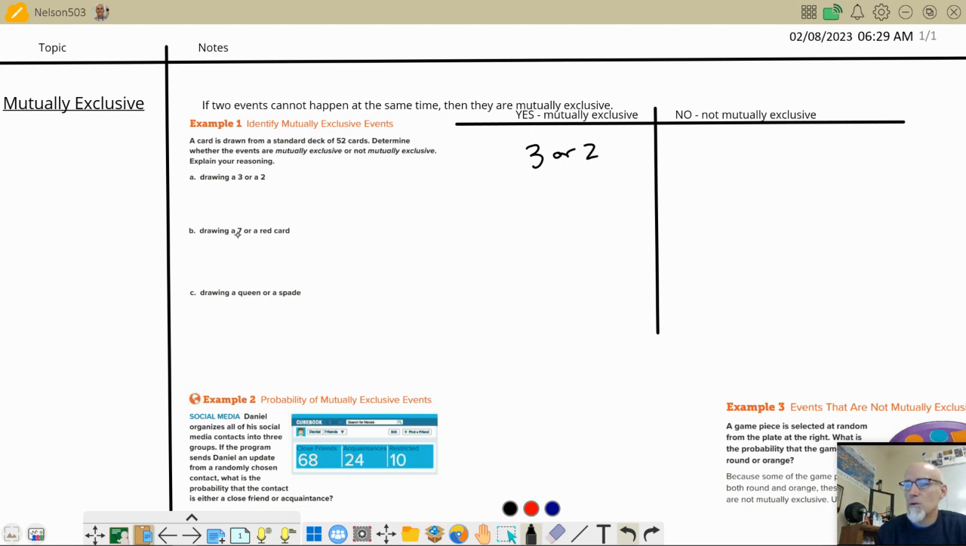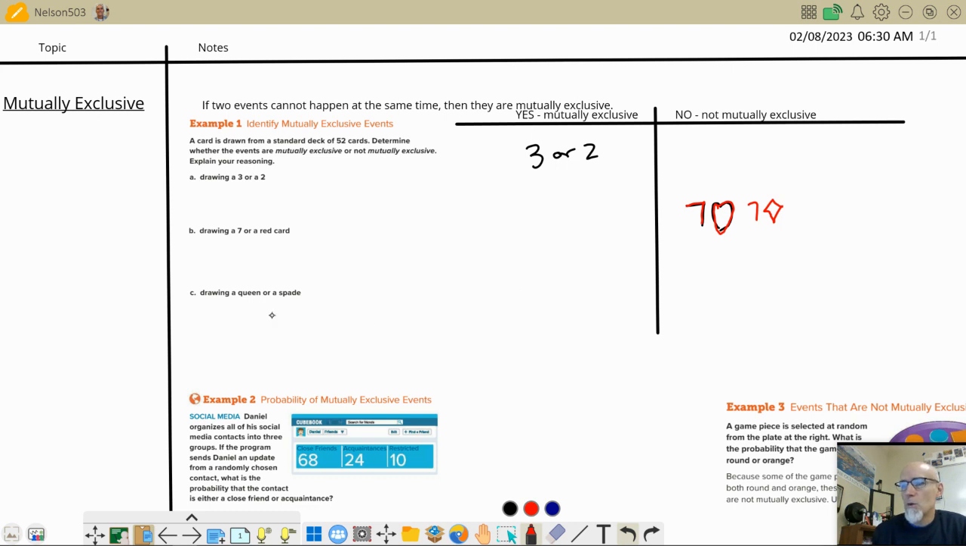What is the chance that we draw a 7 or a red card? This is not mutually exclusive because you could have a 7 of hearts. A hearts is a red card. You could have a 7 of diamonds, and that's another red card. So there are two cards that are both red and a 7, so that's not mutually exclusive. They're not separated from each other.